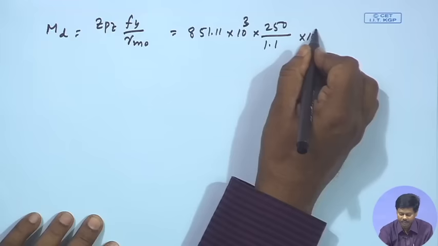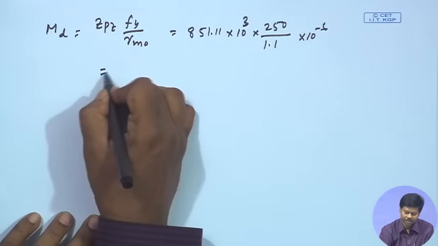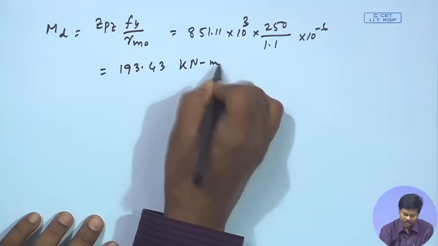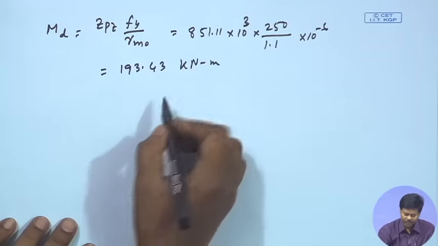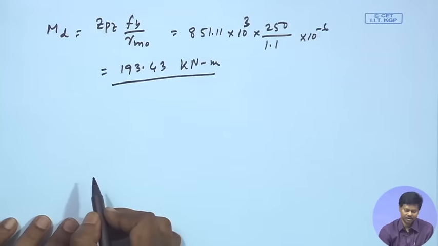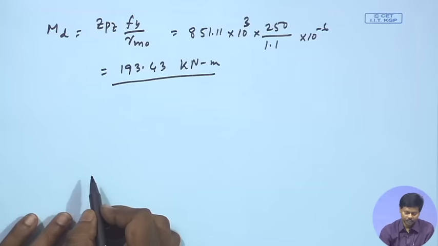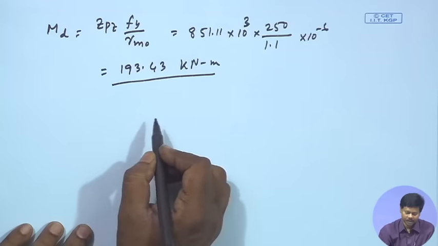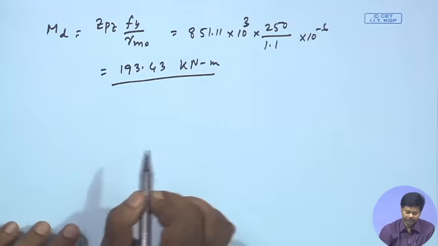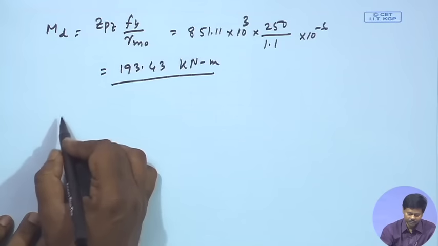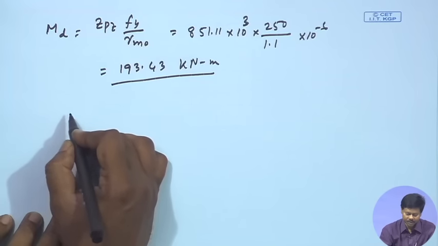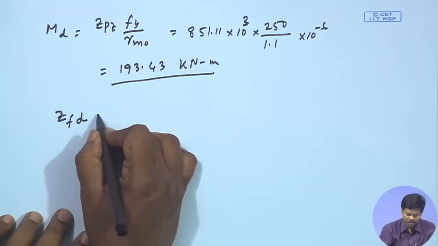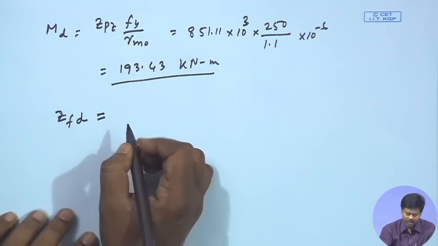To make it kilonewton meter, I can multiply by 10 to the minus 6. So, I am getting 193.43 kilonewton meter. So, disregarding the high shear, the plastic design moment of the whole section will become this. However, we have to multiply with a certain reduction factor to find out the plastic design moment because of the presence of high shear. So, for that what we have to find out? We have to find out the section modulus of the cross section excluding shear area.